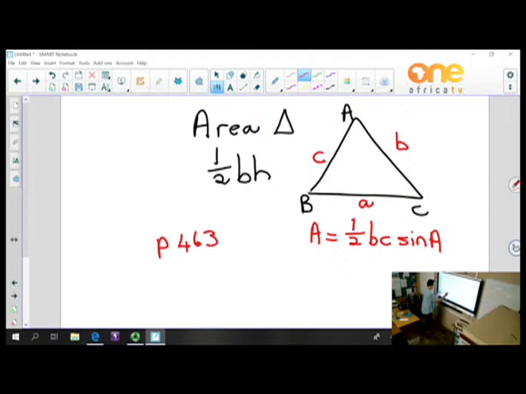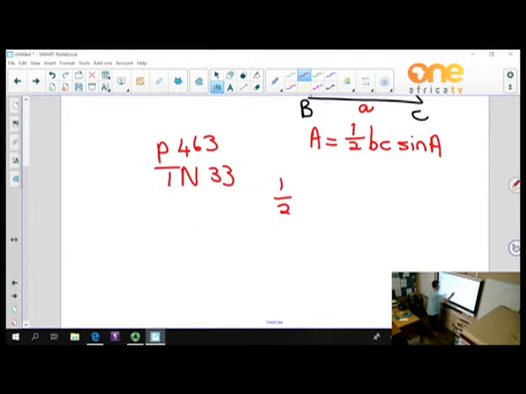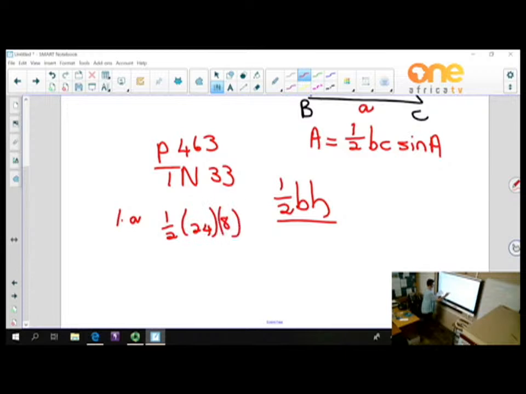page 463. And we're looking at Try Now 23. We work with half base height. Just remember that your base and your height must be perpendicular. So if we take the first one there, number 1A, it will then be a half of 24 times 8. And my answer there is 96 square centimeters.